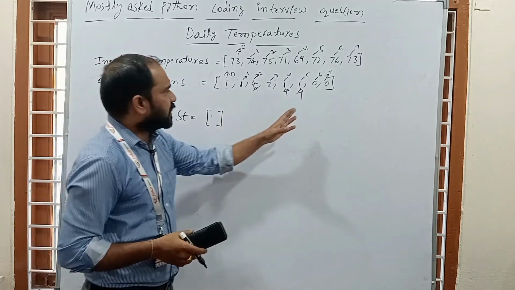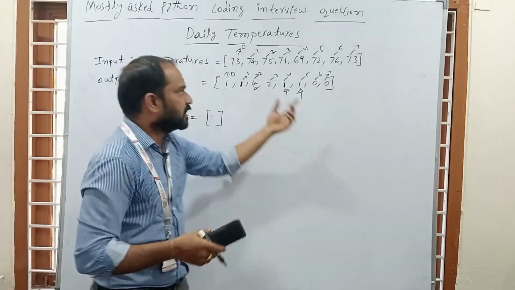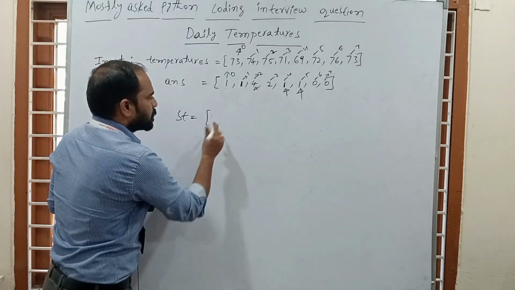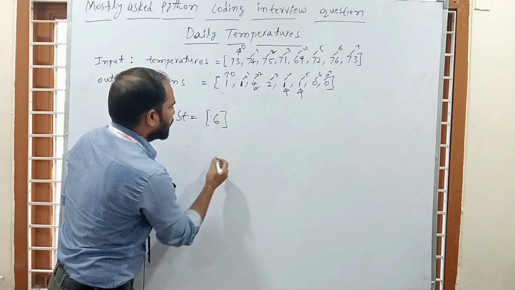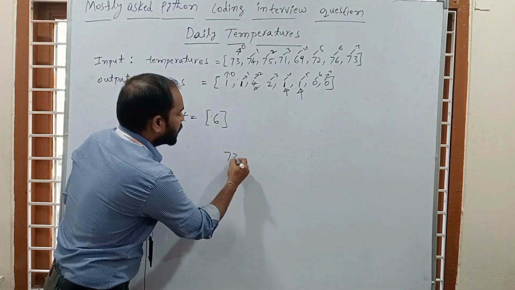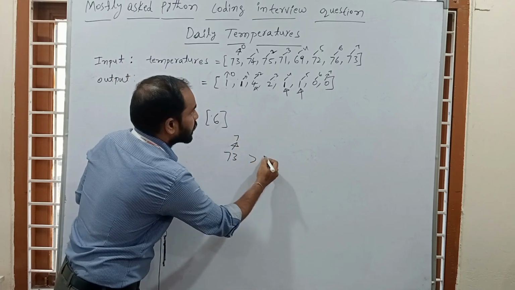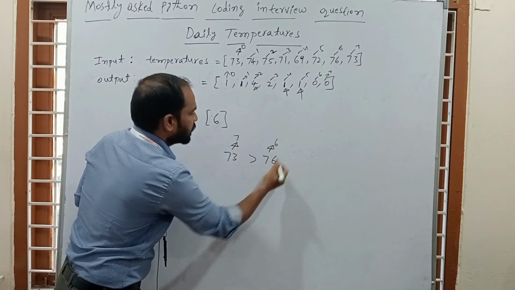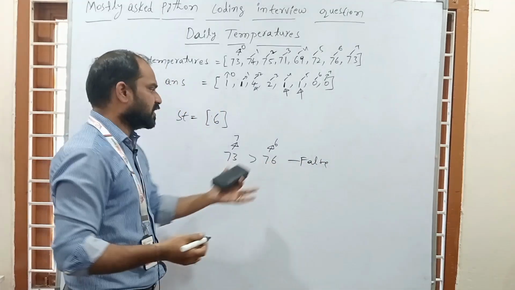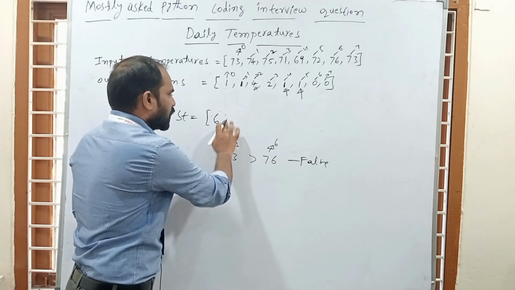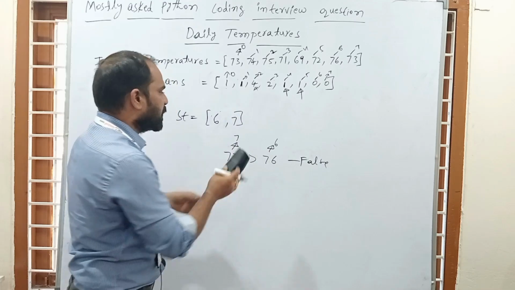What are the left things? That is 76 and 73. However, the 76 index number will also be appended into the list. After appending, we compare it with the next indexed element, that is 73 greater than 76? Which is false. 73 is not greater than 76. In this situation, we append this particular index into the temporary list.